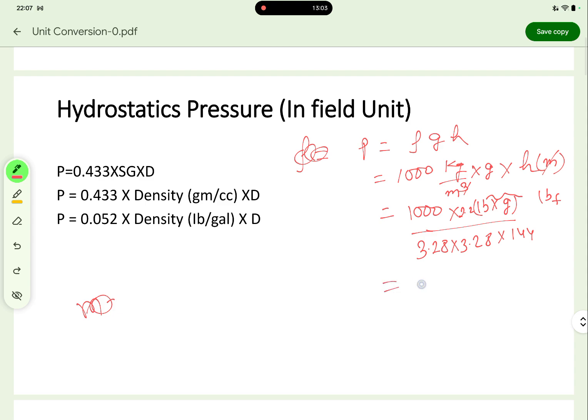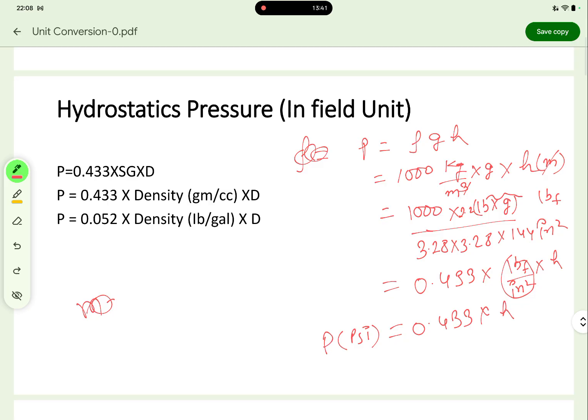And if you solve these fundamental things, you will get 0.433, and there will be lbf, and there is an inch square at the bottom, and there will be the h also, right? So now 0.433 will give you the value in psi. Now pressure is in the psi this side, and this will be h or d, whatever you want to write according to your convenience. And they are writing a specific gravity over here.